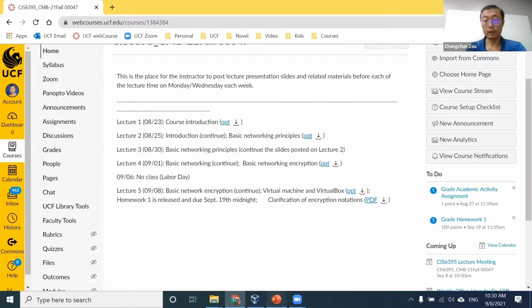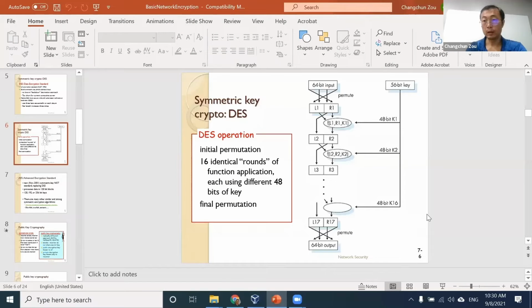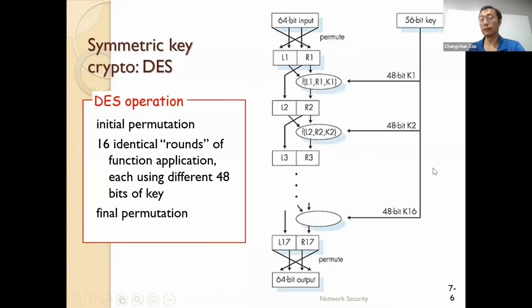Okay, let me continue the network encryption. Last time we mentioned symmetric key cryptography. This slide is important for you to understand the concept. What is modern computer-based symmetric key cryptography? Because it's computer-based, every data operation is on 2 to the power of something bits. So it's either 8 bits, 16 bits, 32 bits, or 64 bits. That's how the operation works.